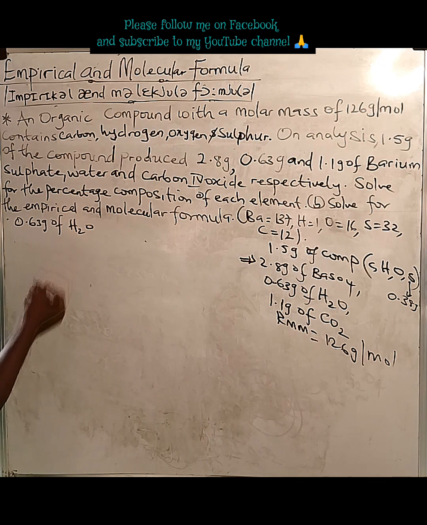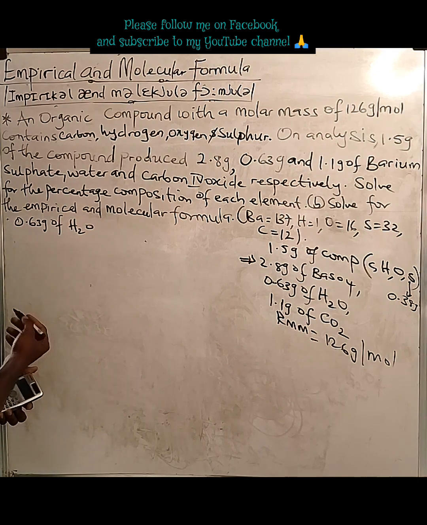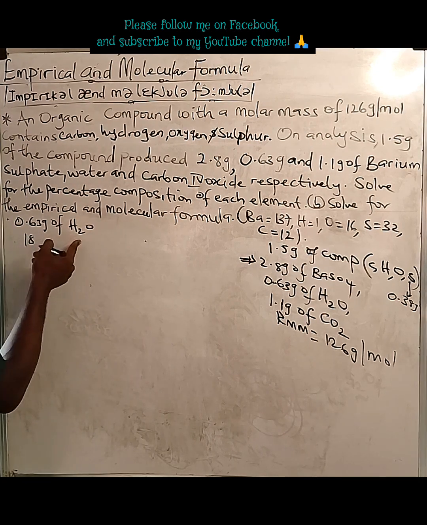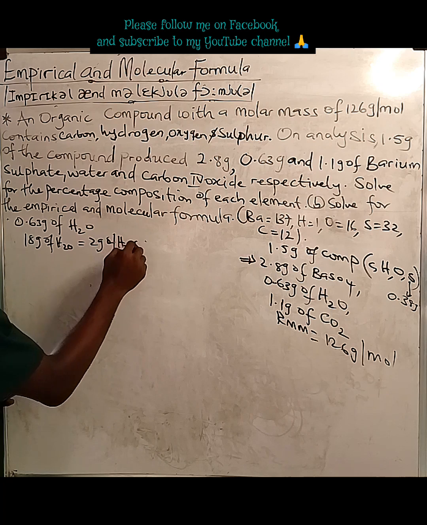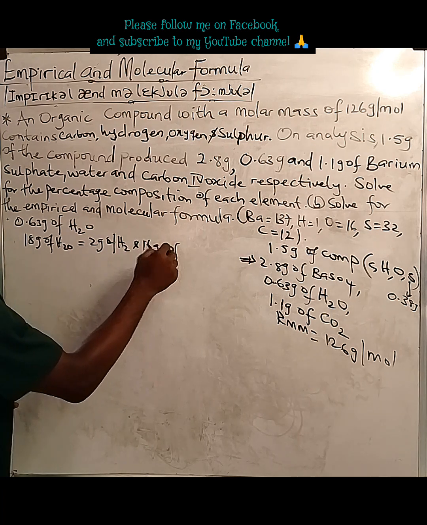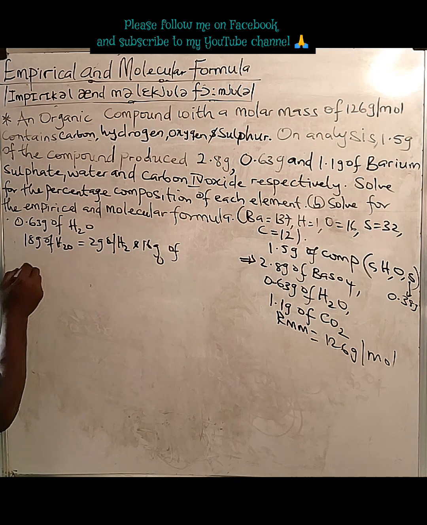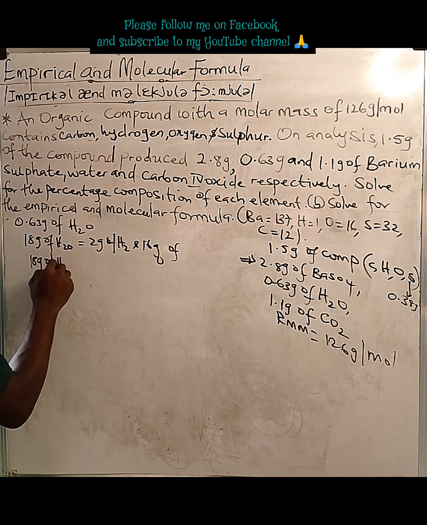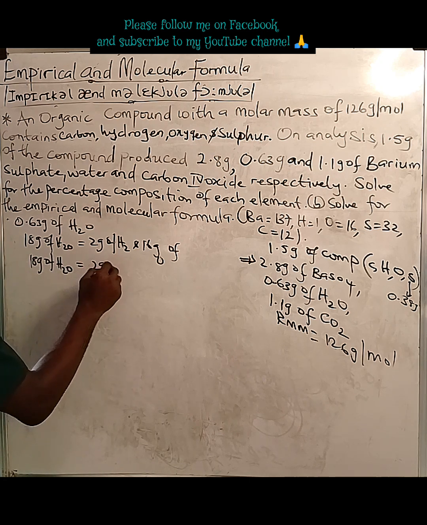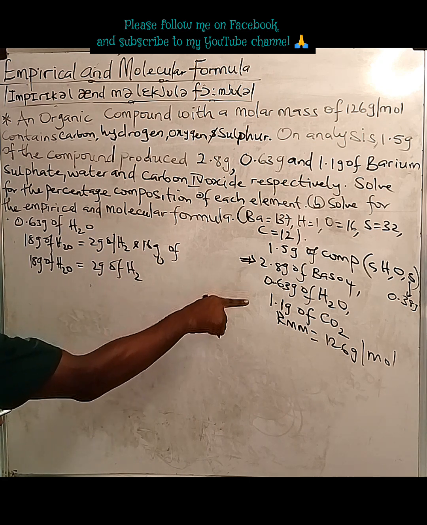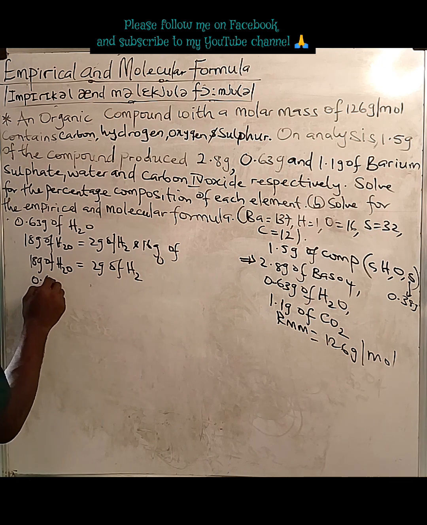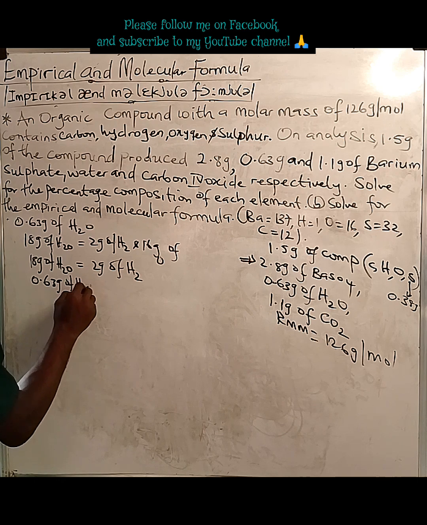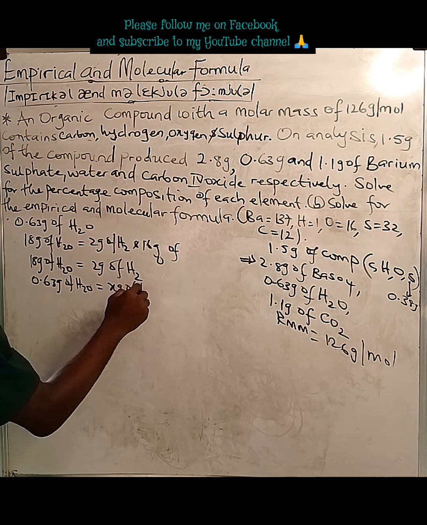Naturally, what is the relative molecular mass of water? Water is 18 gram: 1 times 2 plus 16. 18 gram of H2O contains 2 gram of the H2 and 16 gram of the oxygen. So we'll just focus on this. 18 gram of water produces 2 gram of hydrogen. Then 0.63 gram of water will produce x gram of hydrogen.